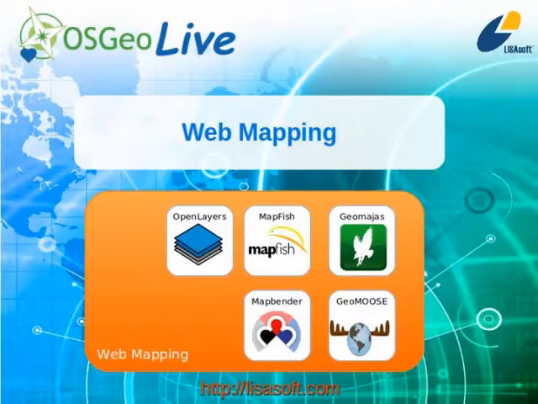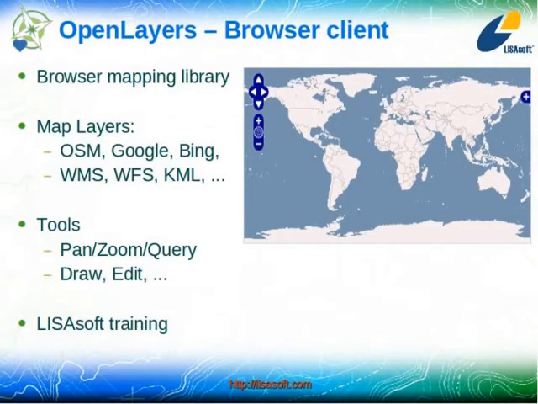And that brings us through to the browser. So what used to be only available in the desktop is now available in the browser. And the key project in this space is OpenLayers. OpenLayers has really dominated the browser space and is the primary tool of choice for most of the other browser-based applications. It allows you to access a variety of base maps, so Street Map, Google, Bing, as well as the OGC standards like Web Map Servers, Web Feature Service, KML, and so forth.